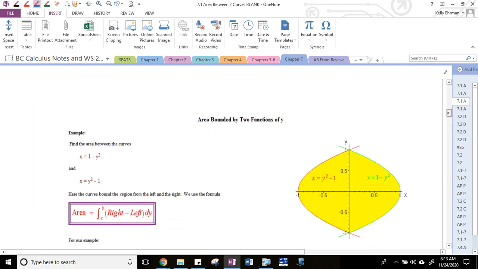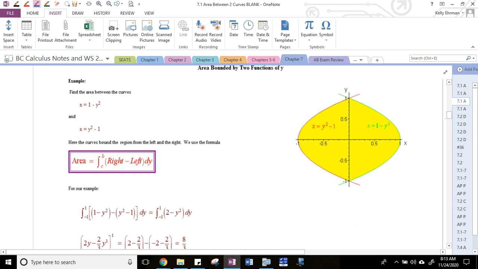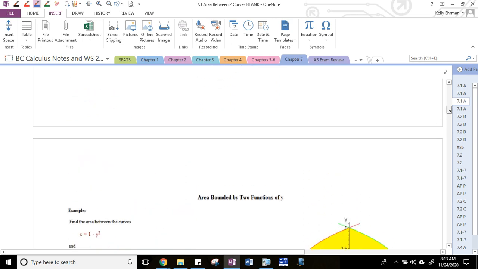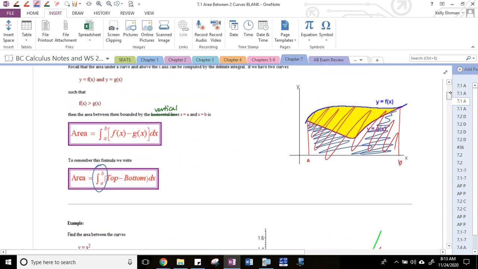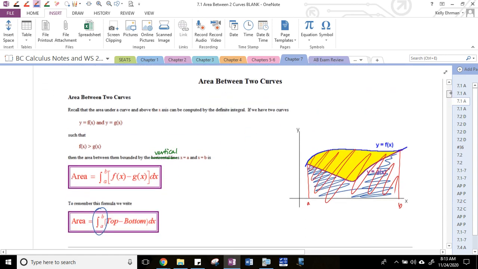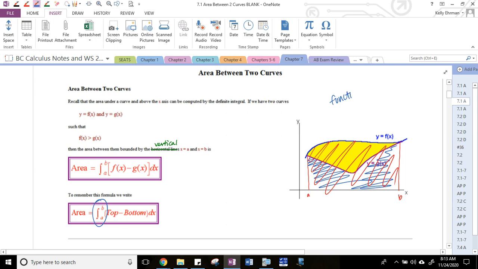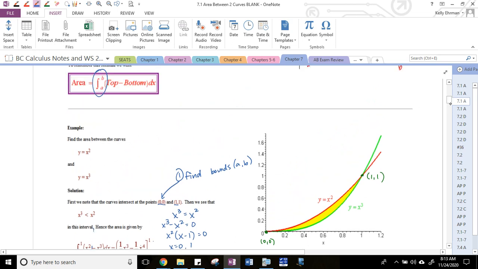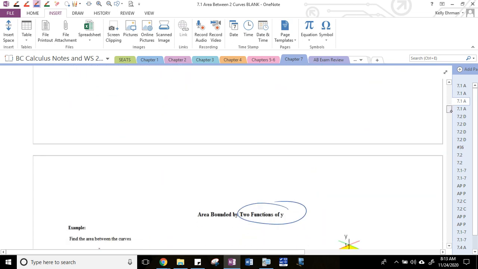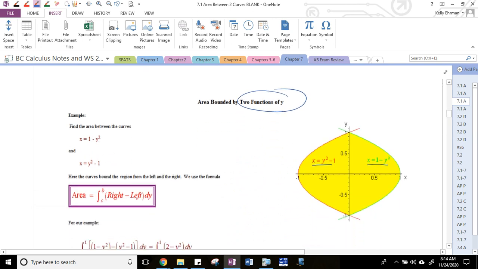Okay, seems reasonable, right? This one's different. What if we are looking at the area bounded between two regions and the equations are functions of y? In this first example, these were functions of x, because the equations were y equals x squared and y equals x cubed. Here, it's x equals 1 minus y squared and x equals y squared minus 1. So leave them in that form.